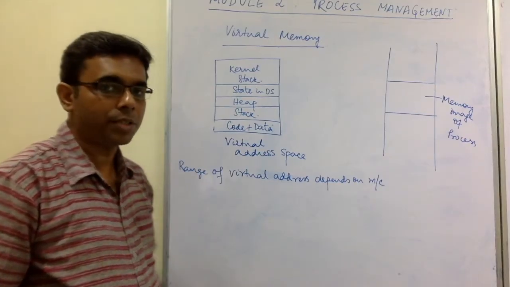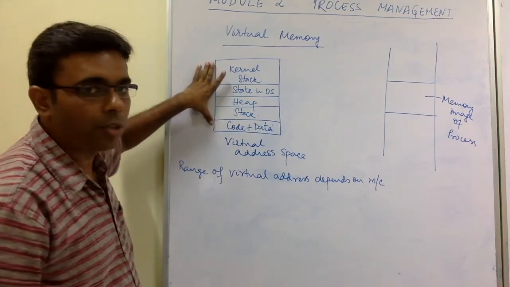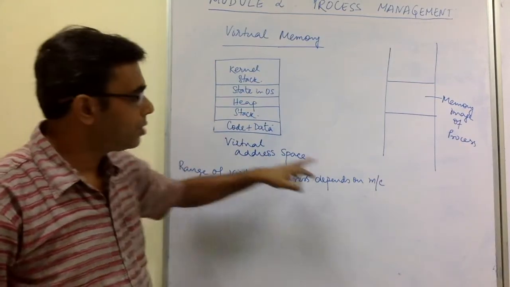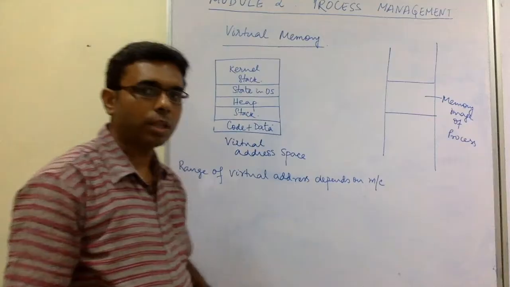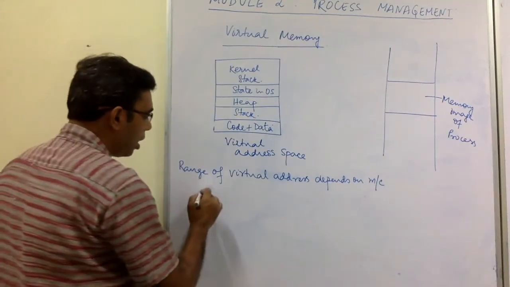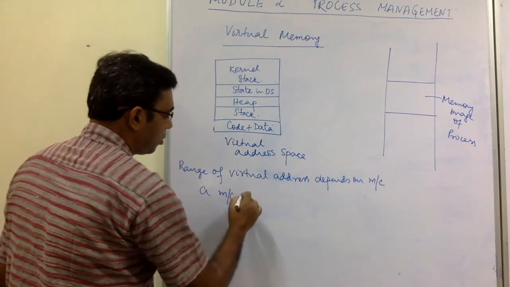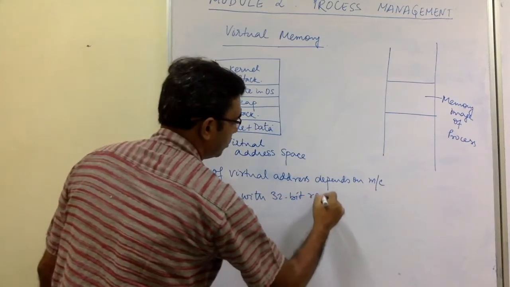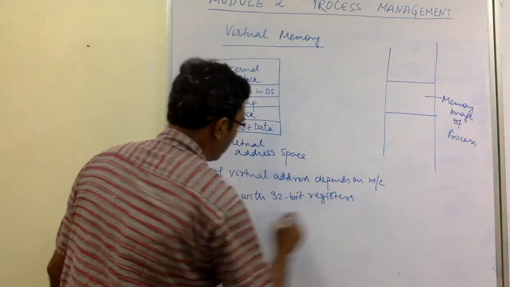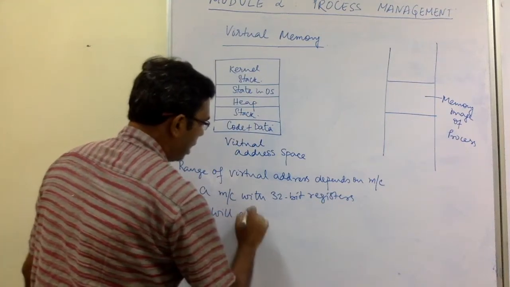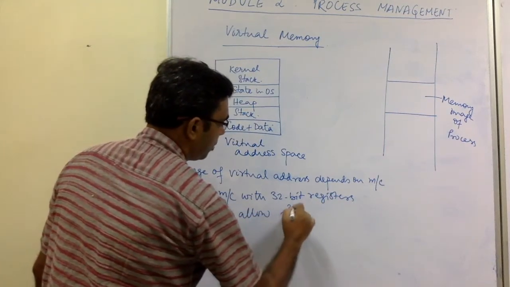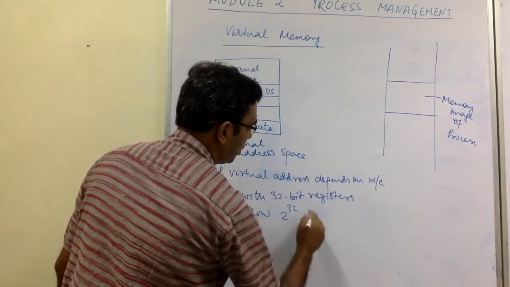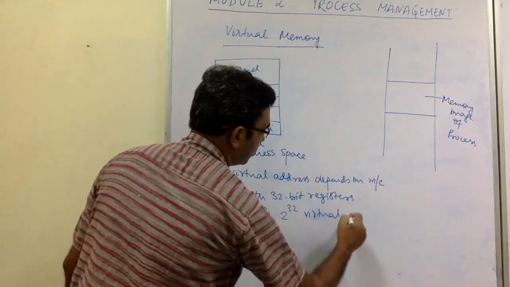So for the time being, let's assume that the OS allocates this range of addresses. And what is the maximum range that can be allocated? That depends on the machine. Which machine? The computer, obviously. So say a machine with 32-bit registers will allow 2 to the power 32 virtual addresses.